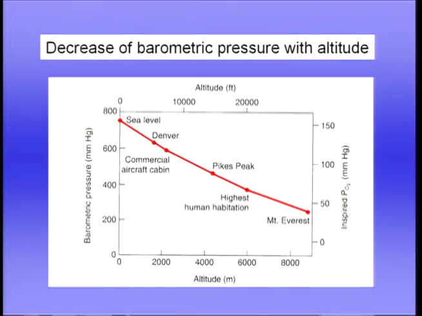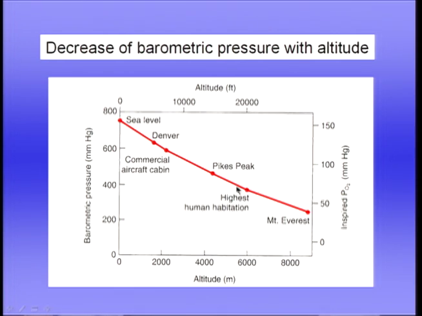Now, of course, the important thing about high altitude is that the barometric pressure decreases with altitude, and here's a plot showing the decrease in barometric pressure: 760 at sea level, and as we go to increasing altitudes, the barometric pressure falls. Here's Denver, the mile-high city. Here's Pikes Peak, the site of a very important physiological expedition 100 years ago, by the way.